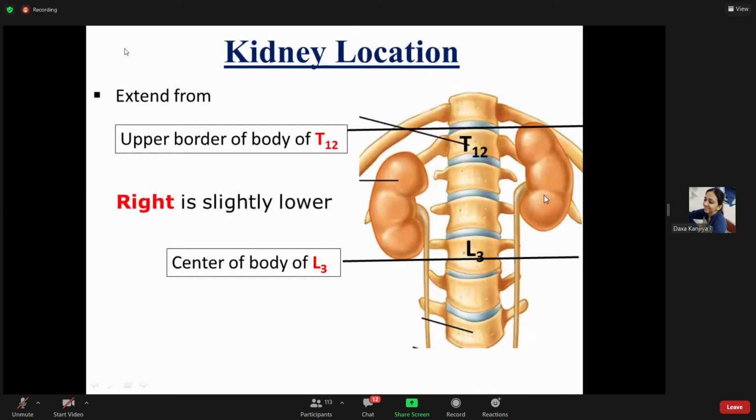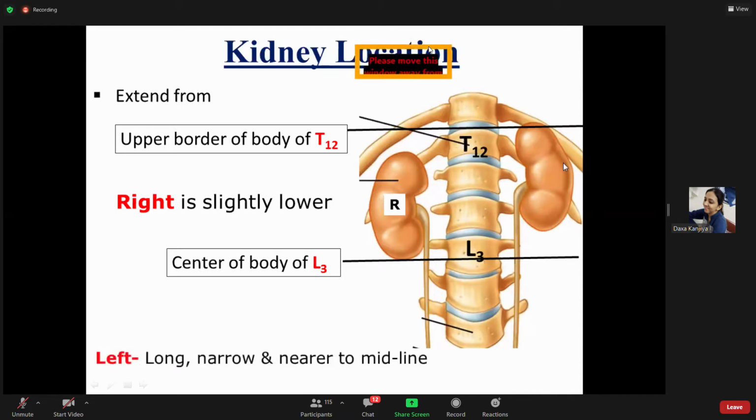Left kidney. See, this one is the right kidney. It's slightly lower than the left one. And morphologically, left kidney is longer, narrower, and lies nearer to the vertebral column as compared to the right kidney.